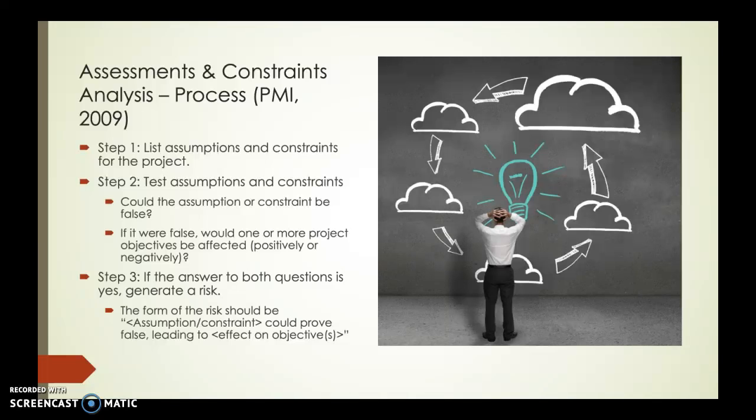So the assumptions and constraints analysis is a pretty straightforward process. It's basically a three-step process. Step one is we've got to list our assumptions and constraints for the project. Those can be brought in from already documented project documentation, or we could list new constraints or assumptions that have come up at this point in the project. Once the assumptions and constraints for the project are listed, step two is to test those assumptions and constraints.